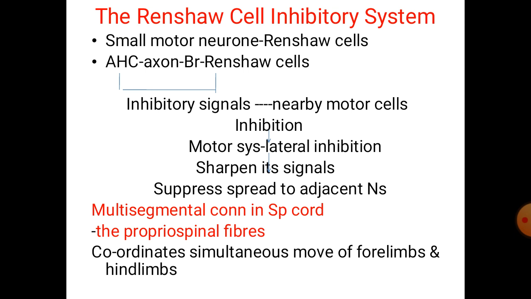So when alpha motor neurons give signals, the branch of the axon will communicate with the Renshaw cell. The Renshaw cell will cause the inhibition of the same motor neuron as well as the inhibition of the nearby lateral motor neurons, so as to cause the sharpening of the signals and suppress the spread of the impulse to the adjacent neurons. The multi-segmental connection in the spinal cord is there, and that is the propriospinal fibers. They also coordinate simultaneous movement of the forelimbs and hind limbs. This is again through the interneurons.